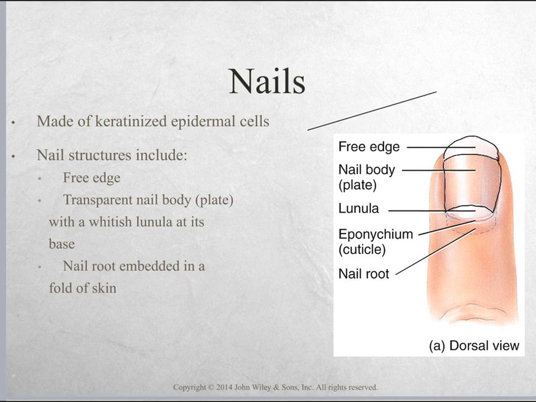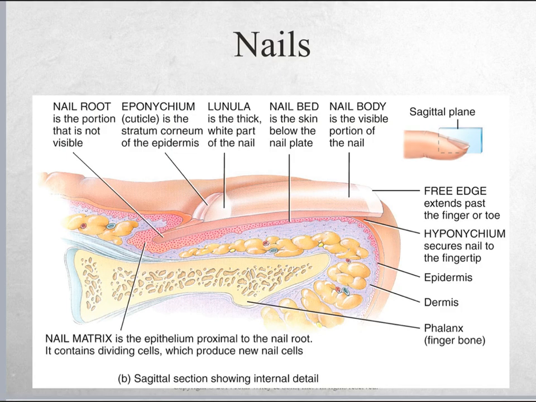And then we have this whitish lunula. So that's this portion right here. This lunula is that white portion. The nail root is embedded, so we're going to hash out here to identify the nail root that is embedded in a fold of skin. Now we can look at a sagittal view to identify the same portions of the nail.